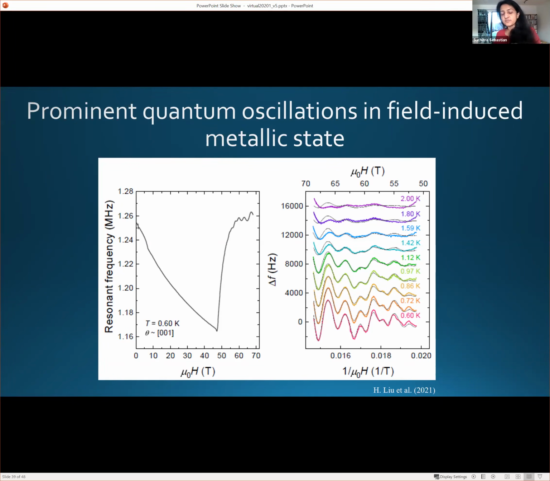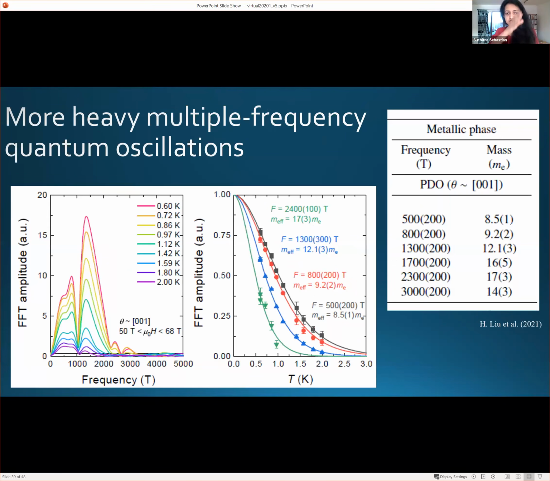Again, you can see here a very complex frequency spectrum. There's not just one frequency, there are multiple frequencies. Really importantly, we can simulate this entire spectrum by combining 6 frequencies with the Lifshitz-Kosevich simulation, using the frequencies we see in the FFT that I will show you in just a moment. So this looks like a multi-component frequency spectrum with oscillations that are 1/B periodic and Lifshitz-Kosevich like. On the left-hand side you look at the FFT, so you can see multiple frequencies and the change in temperature.